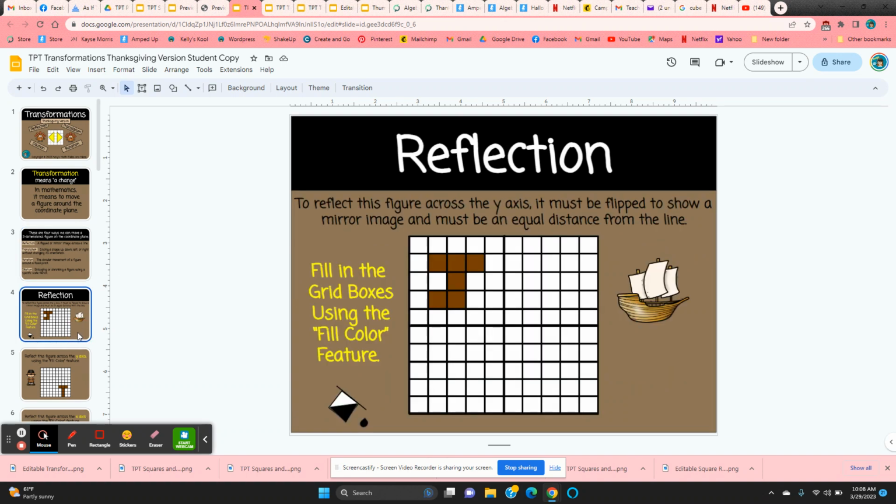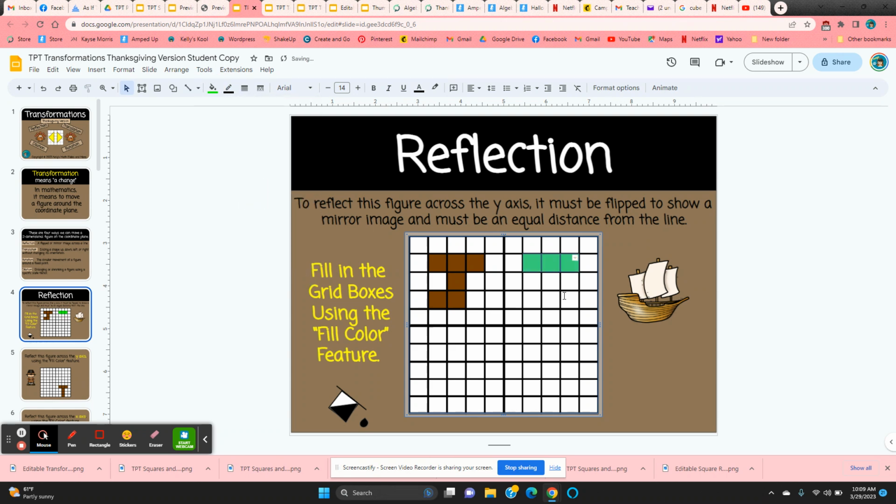They're going to start on slide 4, so they're going to be using the fill color feature of Google Slides in order to create their different transformations. So we're going to start with reflection, which is a mirror image flipped over a line. So in this case, they need to reflect this figure across the y-axis. So if this is the y-axis, it needs to be a mirror image on the other side. So what they need to do is just click in one of the squares, click and hold, and then they can highlight what they want to color.